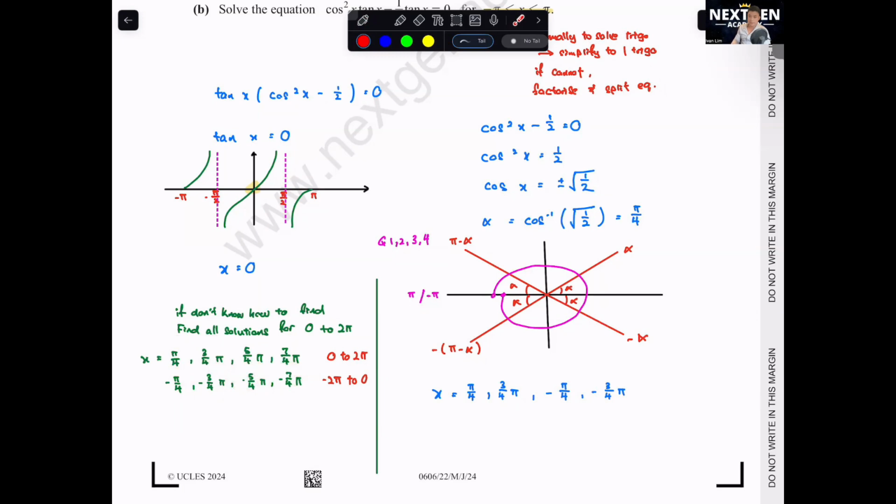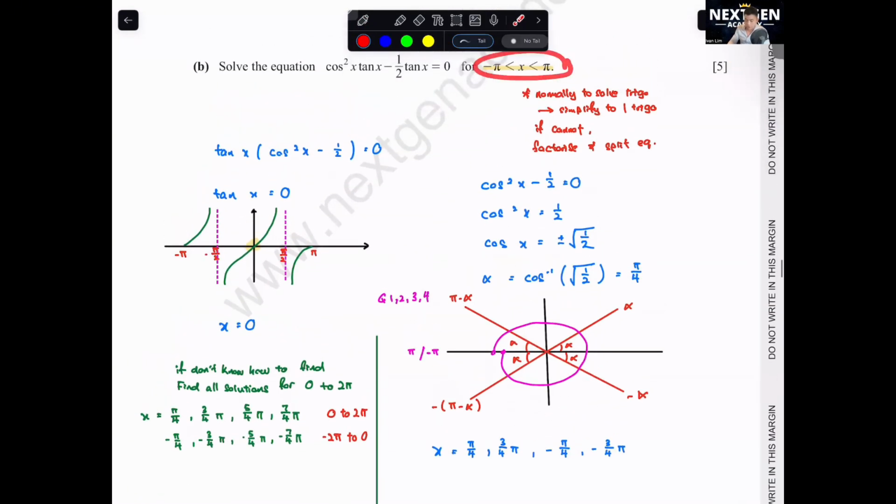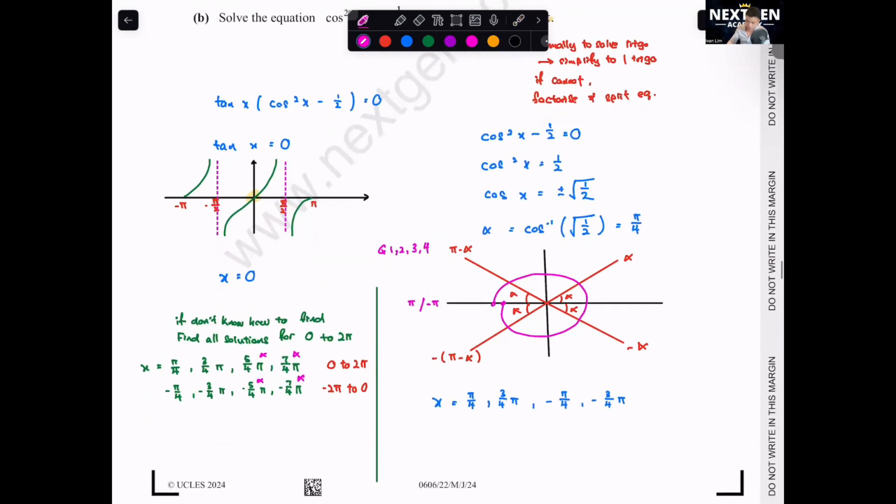Then, based on these 8 answers, you see which ones are not within the range of negative pi to pi. Which one is not within negative pi to pi? This one, no, no, no. So your final answer, you just present it as pi over 4, 3 over 4 pi, negative pi over 4, and negative 3 over 4 pi. Both ways also it's okay, right?